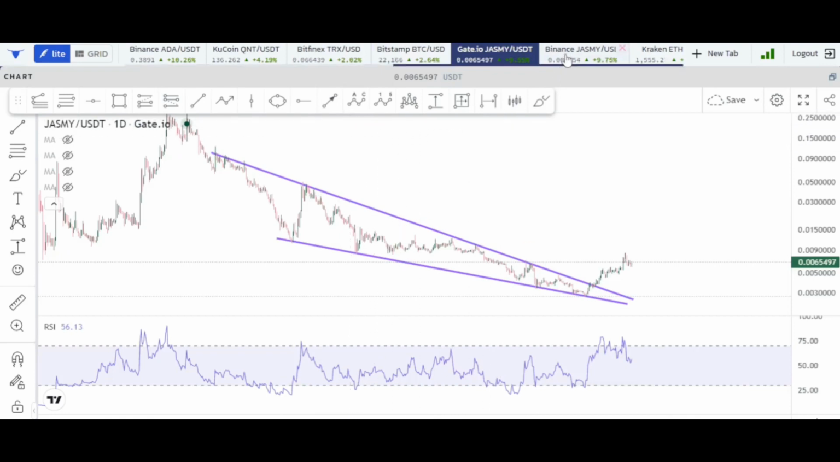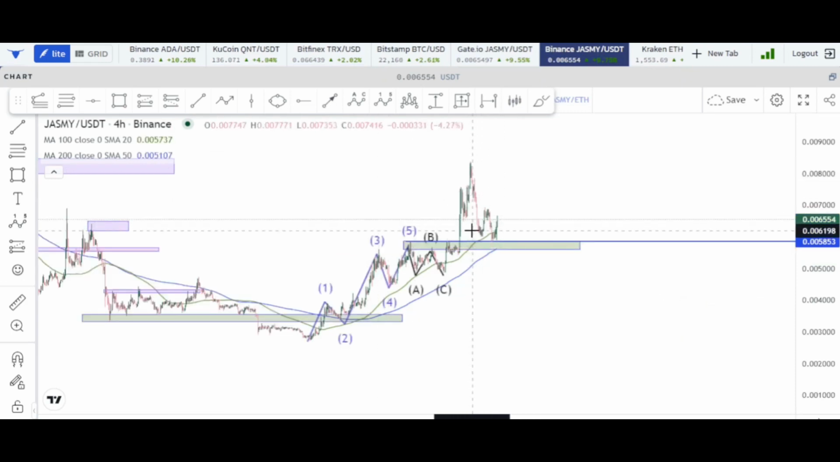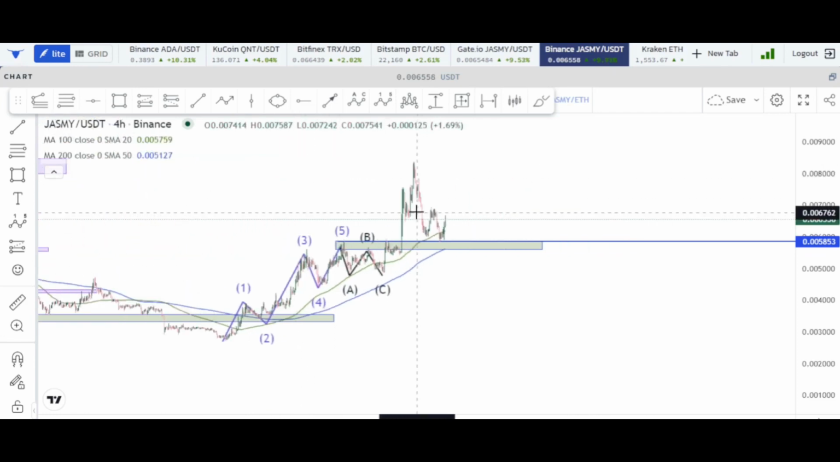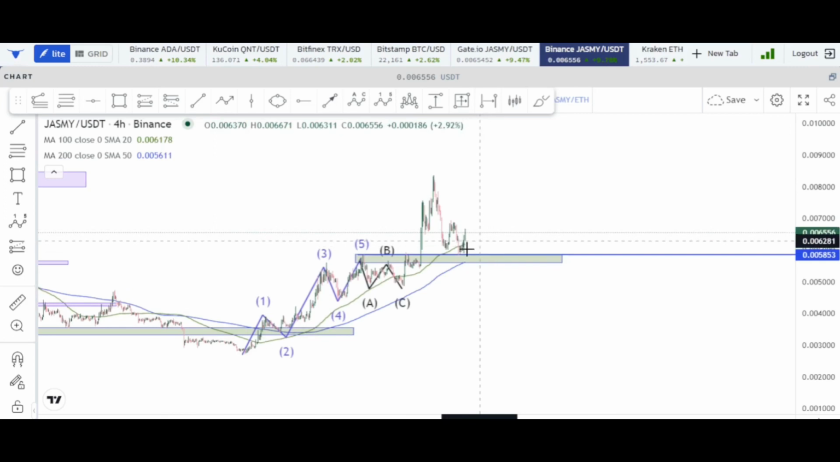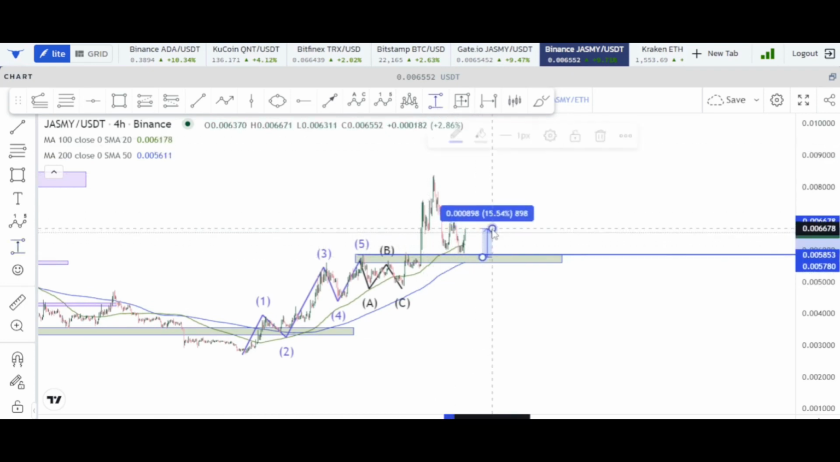In the immediate short term, we were looking for that ABC correction to show up right here. It showed up for sure. This is our ABC correction, looking for the fifth wave taking us above the resistance level, which we were looking forward to back then in September. So that's something like 0.008 for the Jasmy price. I mentioned yesterday that I actually had bought Jasmy right at these lows. The simple reason I did that was that going back to this high here was something like 40%, and today I'm up something like 15%.